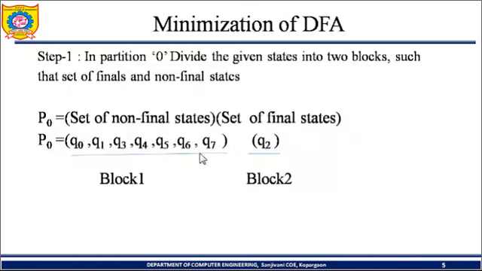So we divide the given total of 8 states into two blocks, such that the first block consists of the set of non-final states and the second block consists of the set of final states. So here we have formed two blocks in partition P0, such that Q0, Q1, Q3, Q4, Q5, Q6, Q7 are in one block and Q2 is in another block, and we have renamed those blocks as block 1 and block 2. You can rename them with any name, that doesn't matter, like B1, B2 or B0, B1 or any other. Here I have named them block 1 and block 2.